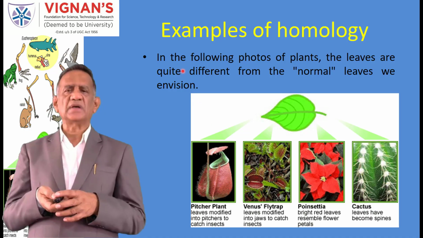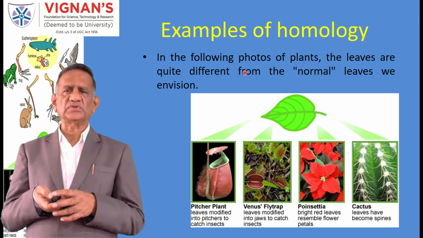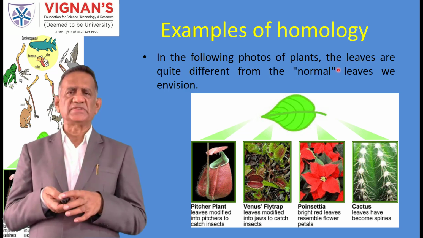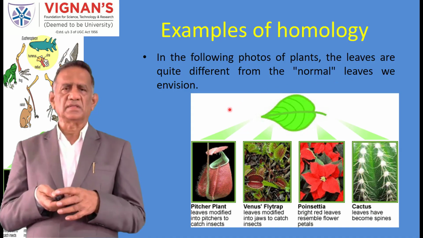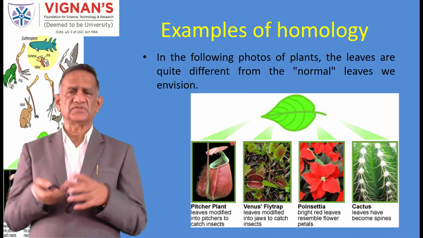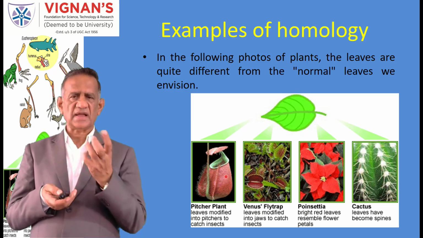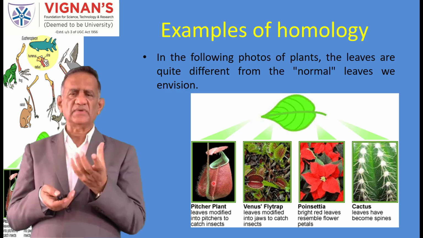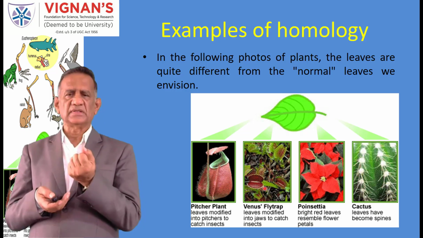Now, let us see examples from the plant side. In the following photos of plants, the leaves are quite different. They've got different colors, different functions, but they all have common ancestry. First we are seeing the pitcher plant, which attracts and digests insects. The other one is the Venus flytrap, which also entraps insects.